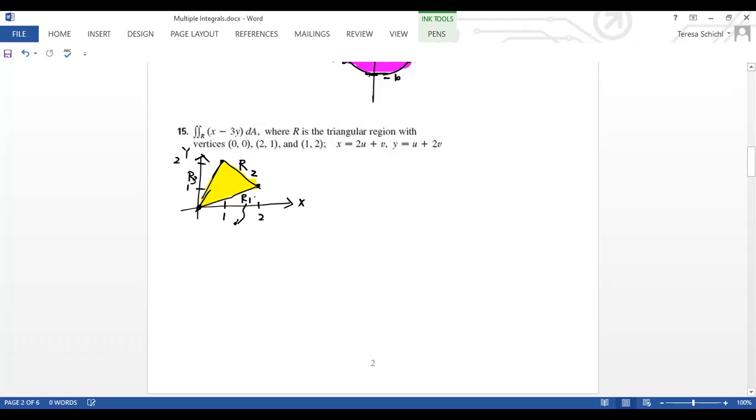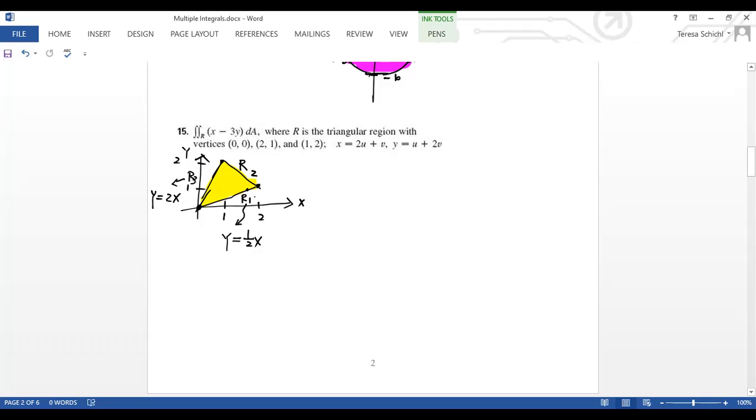So R1, if you put it into the line, what is R1? This is 0, 0, 2, 1. So y equals what? Half of x, right? So the slope is 1/2. Okay, so for R3, the slope is 2. So this is y equals 2x.